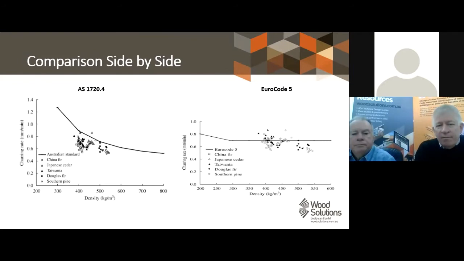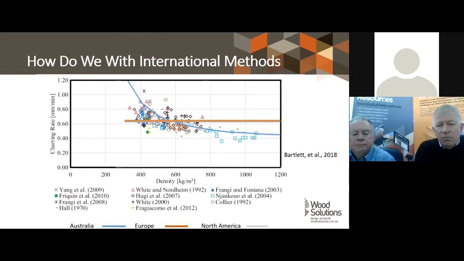To be quite honest, you'll find that the Australian curve probably matches the data better than the Eurocode. And so we go one step further, and this is another graph by Bartlett, who put together a whole bunch of research on char rates and just put them in a big dots onto a page. Again, it's density of timbers along the bottom versus the char rate per millimetre per minute.